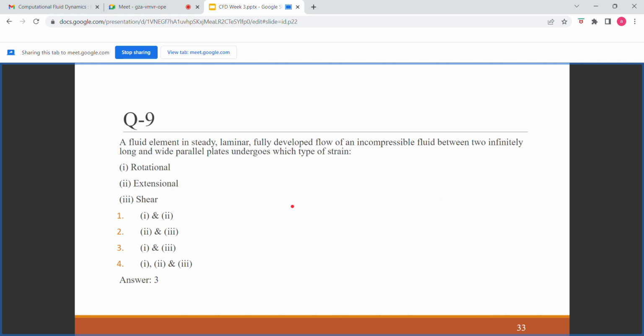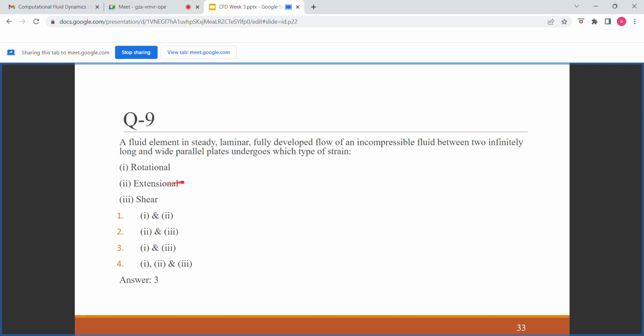There are three different strains that are given: rotational strain, extensional strain, or shear strain. Since the flow is between two parallel plates, there will obviously be some rotational strain occurring, but there won't be any extensional strain. That is, there won't be any extension or elongation happening in the flow.